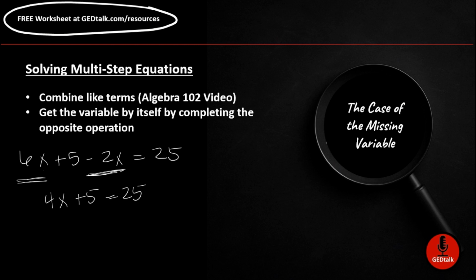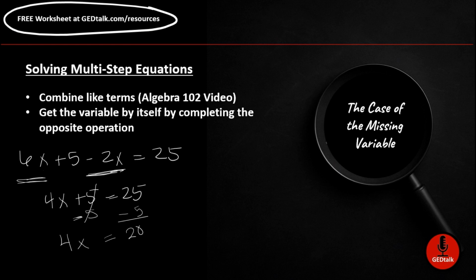We need to do the opposite of what we see here, and we have plus 5. So I'm going to write minus 5 on this side. It'll cancel it out on this side. Whatever I do on the left, I will do to the right. So minus 5 on this side, and I get 20. I'm going to bring down my equal sign. Now I have 4x equals 20.